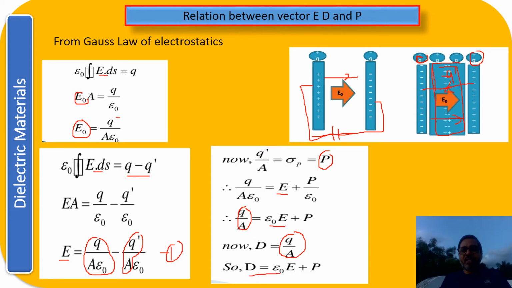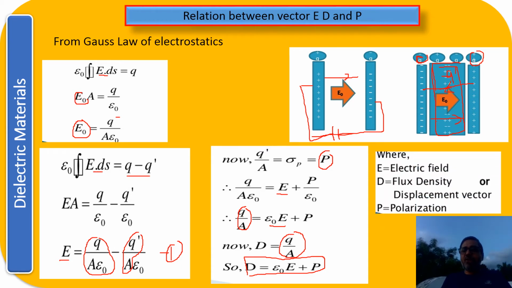This is the relation that we will have to remember: D is equal to epsilon naught into E plus P, where P is the polarization within the plates. E is the electric field that has been applied over here, the net electric field between the plates, which is the difference of these two, right? D is the flux density or the displacement vector, whatever you say, and P is the polarization. Let us suppose this is equation number 2, and this equation is very, very important, and I am going to apply it in the Clausius-Mossotti equation.